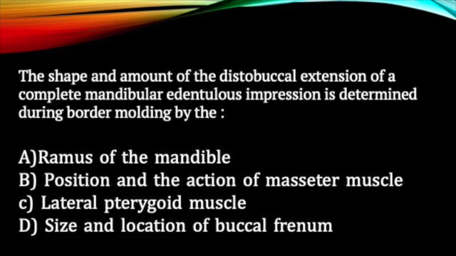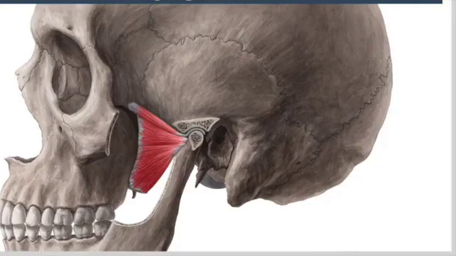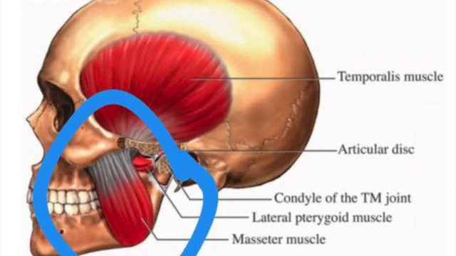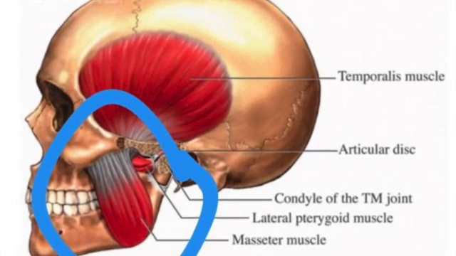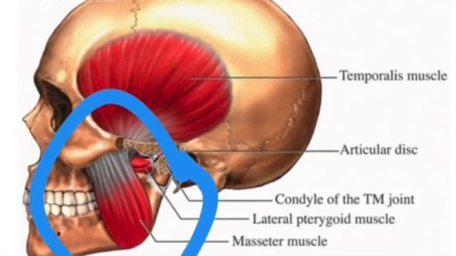Now if we look at the options, among them, the lateral pterygoid muscle is one of the masticatory muscles and it is a two-headed fan-shaped muscle. It is located in the infratemporal fossa of the skull. It is one of the four masticatory muscles along with the medial pterygoid, temporalis and the masseter.